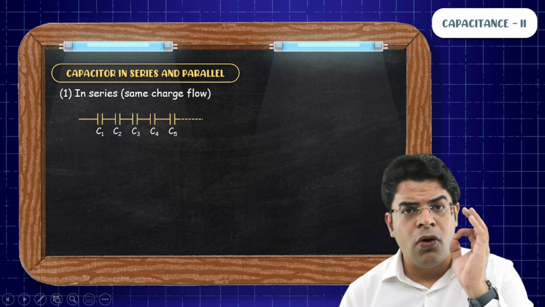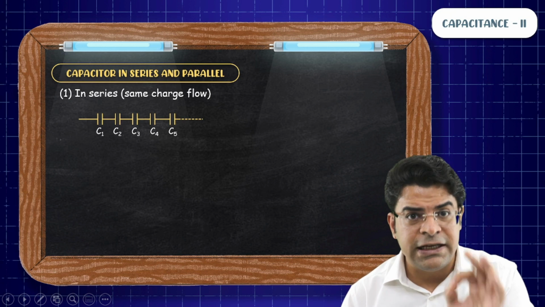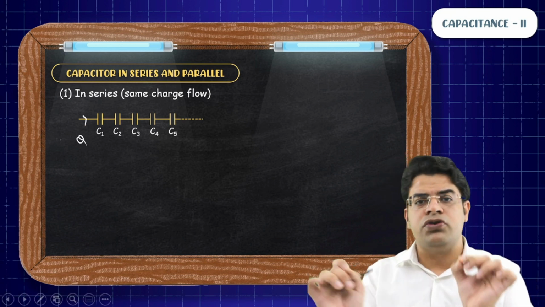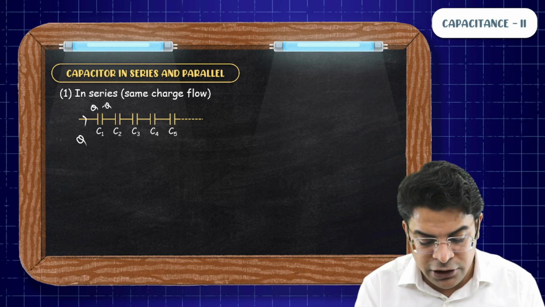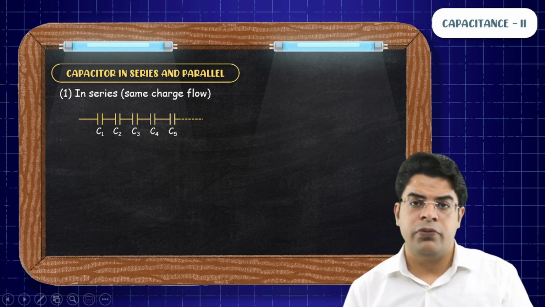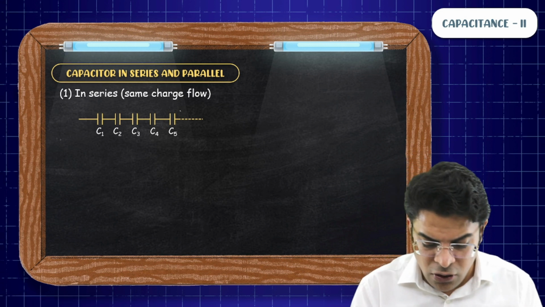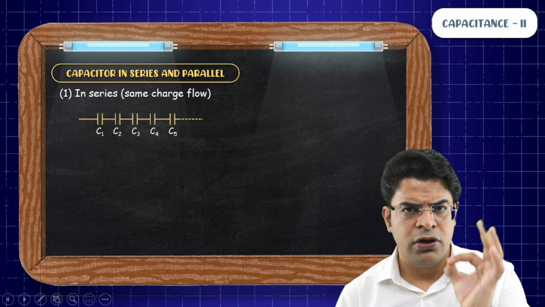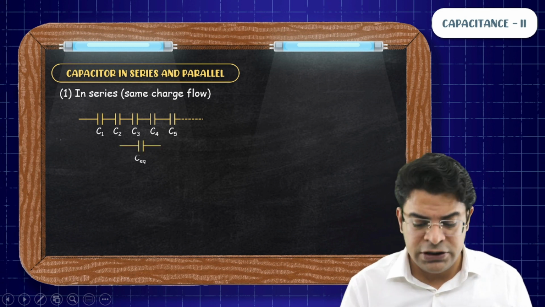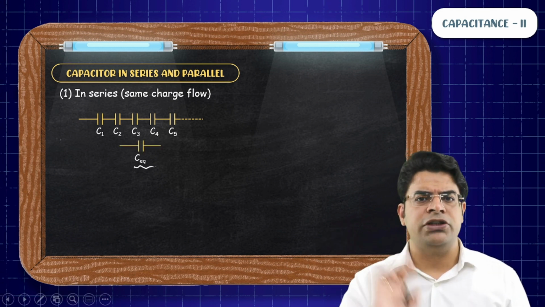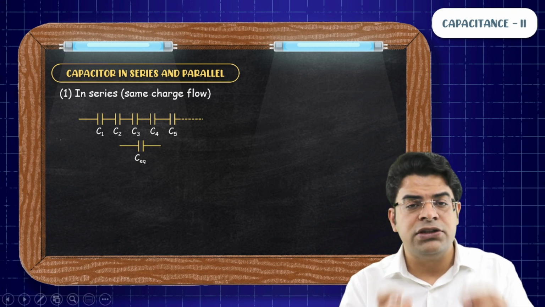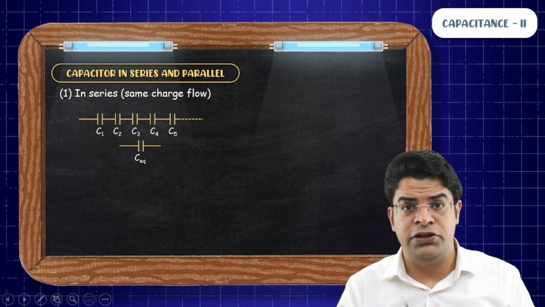If initially all the capacitors have the same charge, then at a given instant of time, since the same amount of charge flows through them, they will have the same magnitude of charge on them. Now, if you wish to replace all these capacitors and wish to place a single capacitor, and you will call this single capacitor the equivalent of all these capacitors, what is the formula to find the equivalent capacitance of all these capacitors connected in series?